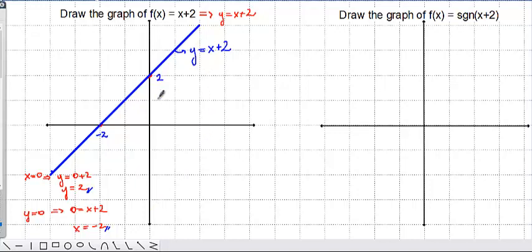Here we found the graph of y is equal to x plus 2, and now I'm going to find y is equal to sign of x plus 2. So here y will get three values: 0, -1, or 1. It will get these three values only.